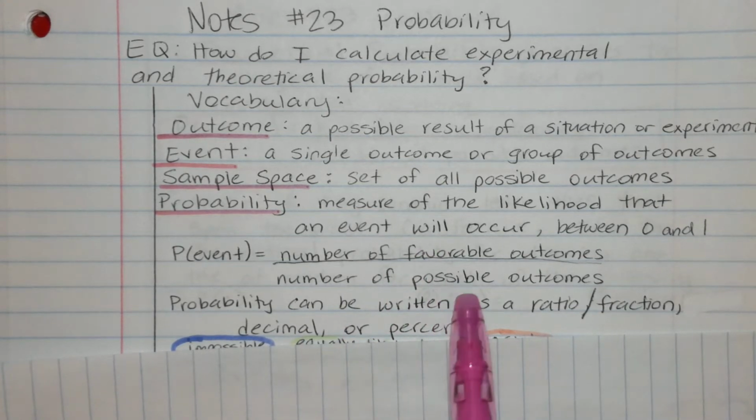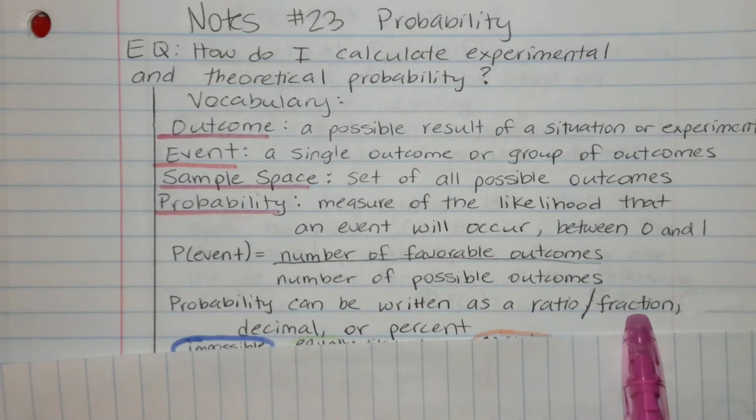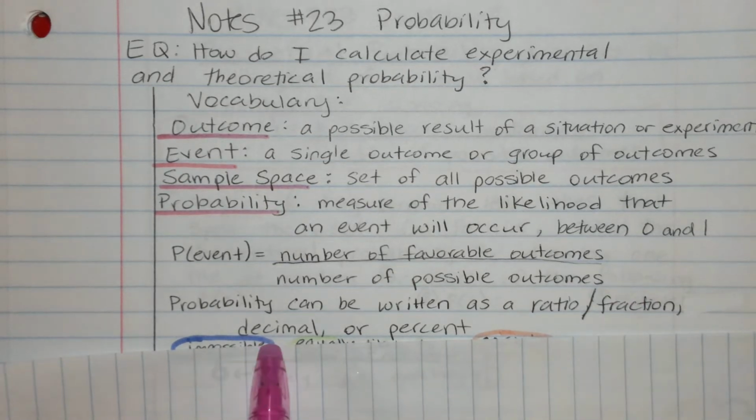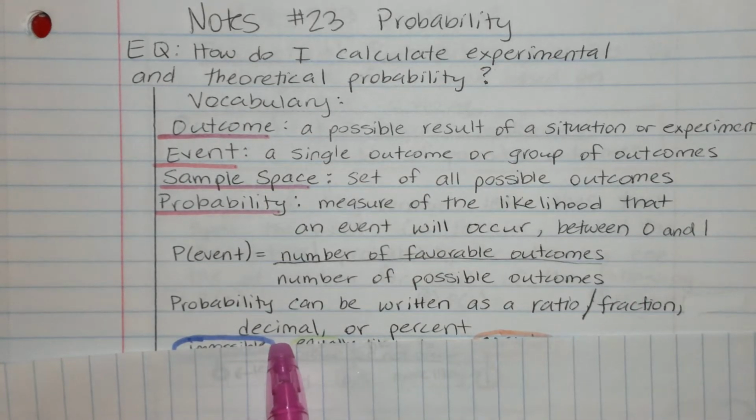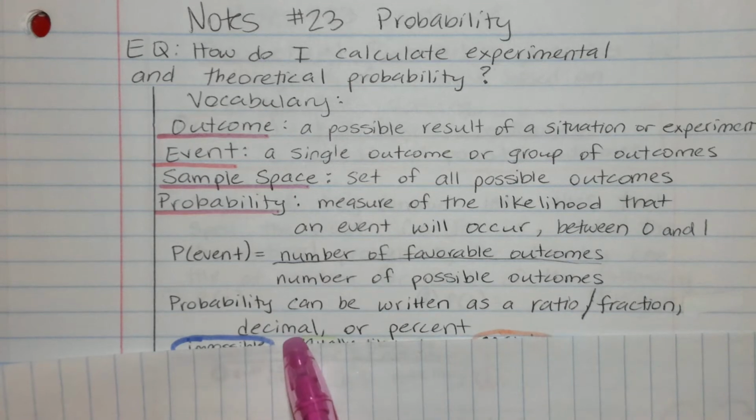But then when you write your final answer, it might be a fraction and you have to reduce it. Like if you had 2 over 6, it would reduce to 1/3. Or you might be asked to give it as a decimal, so you would divide the top number by the bottom. Or as a percentage, then you would multiply that decimal by 100.